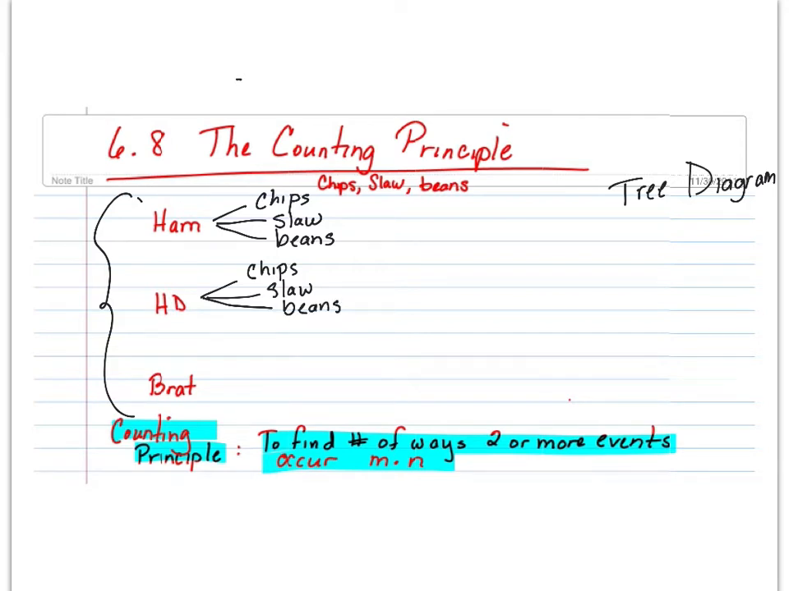But I don't want that either. I want to get the brat. I can either get the brat with chips, a brat with slaw, or a brat with beans. Sometimes you get to pick a drink that goes with that, so you would branch it off on each one of these.